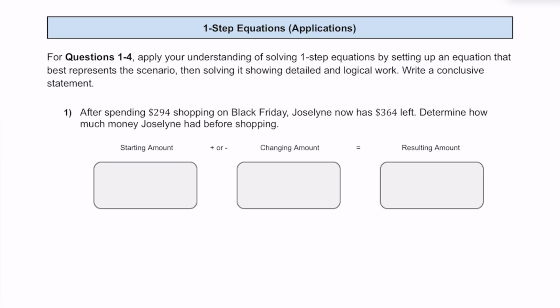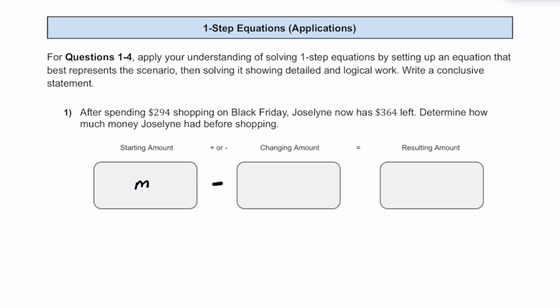All right, so let's take a look at number 1. It says, after spending $294 shopping on Black Friday, Jocelyn now has $364 left. Let's determine how much money Jocelyn had before she went shopping. We don't know what she had before she went shopping, so let's use a variable to represent that. I'm going to use M to represent the amount of money she had before shopping. She went shopping, so she spent money, so that's going to be minus.